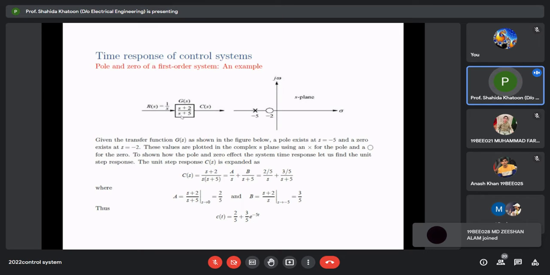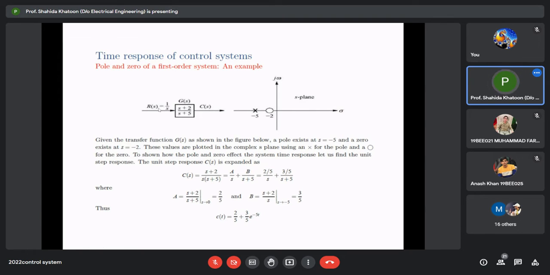These values are plotted in the complex s plane using a cross symbol for the pole and a small circle for a zero. To show how the pole and zero affect the system time response, let us find the unit step response. What do you mean by unit step response? We take R(s) equal to 1 by s, since the Laplace transform of the unit step is 1 by s.